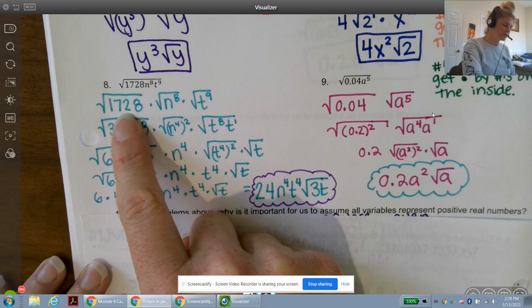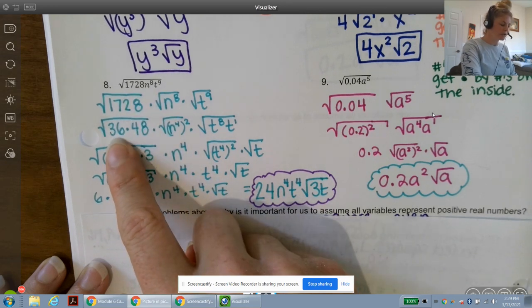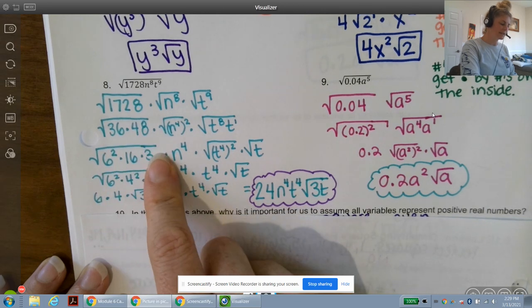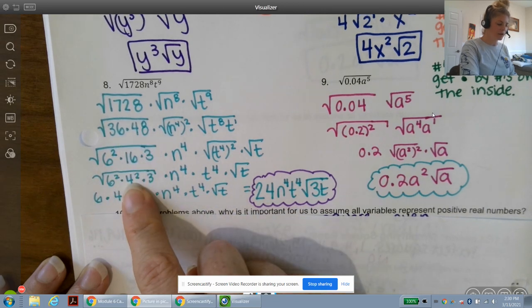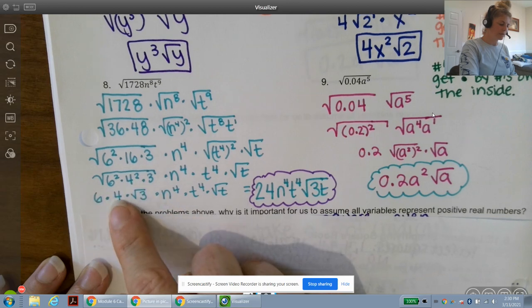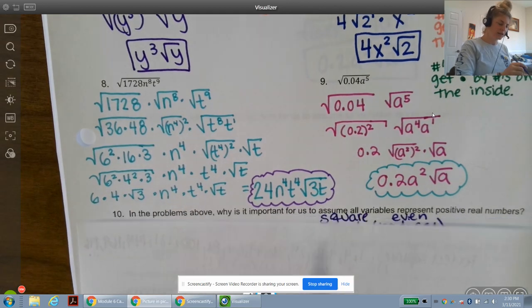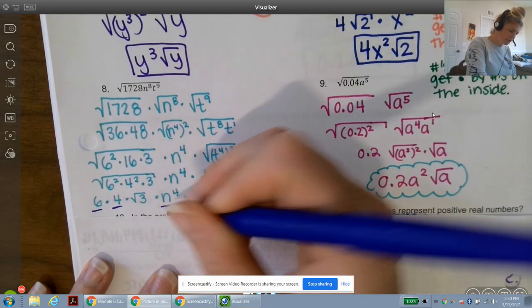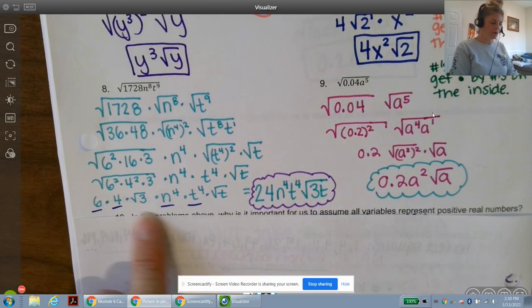Well, 1,728, I know that 36 goes into it. It's 36 times 48. 36 is 6 squared. 48 is 16 times 3, and 16 is 4 squared. So I pulled out the 6, and I pulled out the 4, and the 3 is left inside. So then I just had to think about the 6, the 4, the n to the 4th, and the t to the 4th all on the outside.